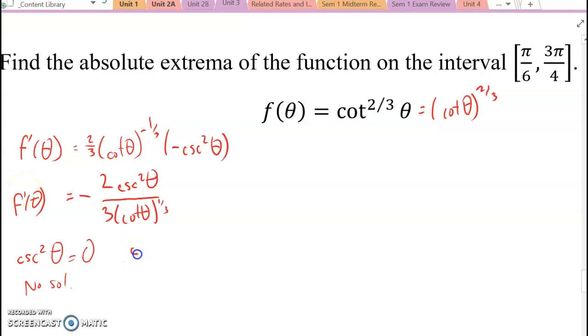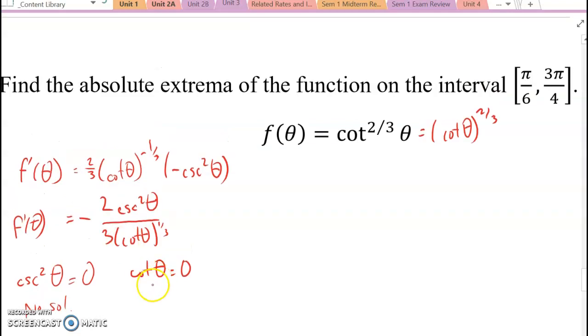We're going to now look for values where the denominator equals 0, and that boils down to when the cotangent of theta equals 0. Thinking about cotangent equals 0, we know that that's going to happen at pi over 2 and 3 pi over 2 and 5 pi over 2. The only value between pi over 6 and 3 pi over 4 that's going to fit that description is pi over 2. That's going to be our one critical number.